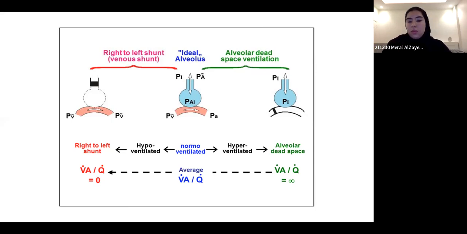Okay, do you guys understand the left side of this diagram, the right to left shunts? Okay, now let's move on to the right side of the diagram. On the right side, as you can see, we have ventilation. The blue is getting ventilated, our alveolus is blue. However, we have a block in our blood supply. This could be, for example, due to an embolus that blocks our artery and blocks our blood supply.